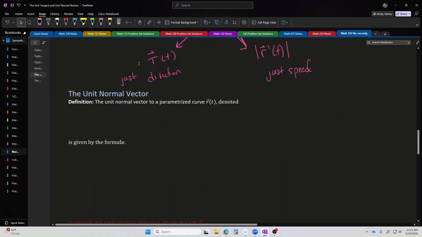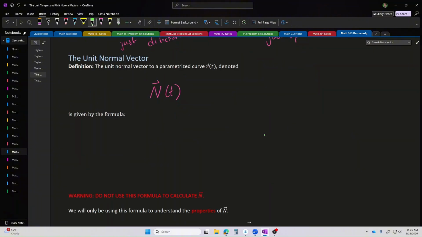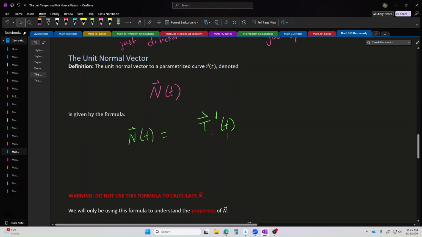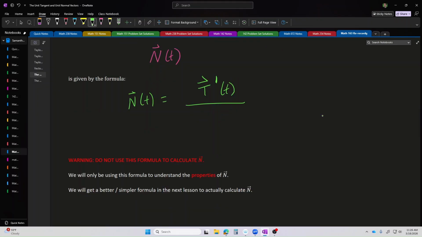Now let's talk about the unit normal vector to a parameterized curve. The notation for the unit normal vector is just a capital N as a function of t. Here the capital N stands for normal. Now the unit normal vector is defined by the following formula. You start by taking the derivative of the unit tangent vector, the derivative of capital T, and then once again divide out the length of that T prime vector, so that N is a unit vector, as the name suggests.